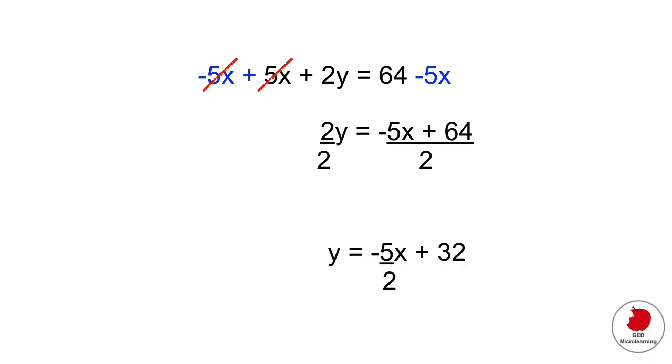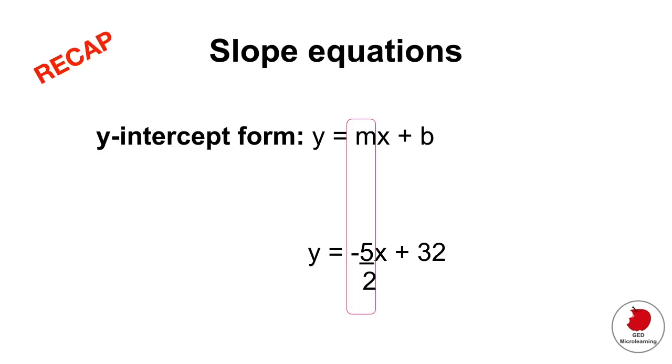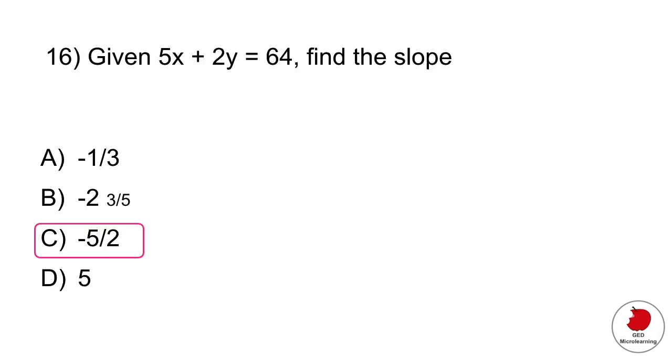Okay, so now you have your equation in y-intercept form. And remember, as we said before, that in y-intercept form, in this equation, the letter m represents the slope. Okay, so your slope is going to be minus 5 over 2, which is answer C.